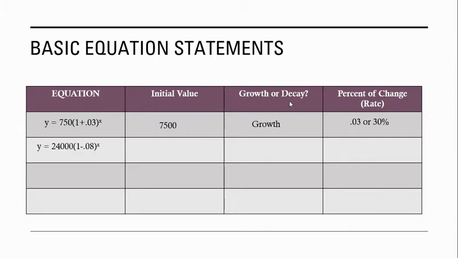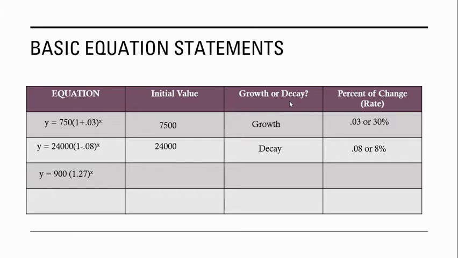We have y equals 24,000 times (1 minus 0.08) to the exponent of x. What is our initial value? That's right, it is 24,000. Is this a growth or a decay curve? You are correct, it is a decay curve. What is the percent of change? Percent of change is 8%. Let's look at another example.